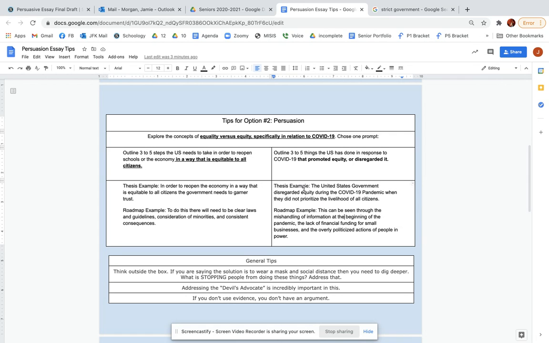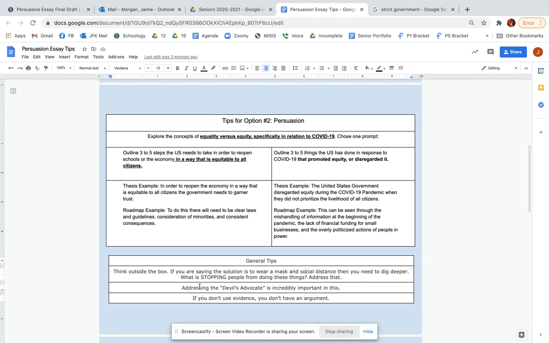So, the biggest thing again with this is think outside the box. So, these are my general tips for you. If you are saying that the solution is to wear a mask and social distance, then you need to dig deeper. What is stopping people from doing this? Address that. Some of you guys are going to talk about people feeling stripped of their freedom. Some of you guys are going to talk about people being selfish and not willing to do something for the sake of others, right?